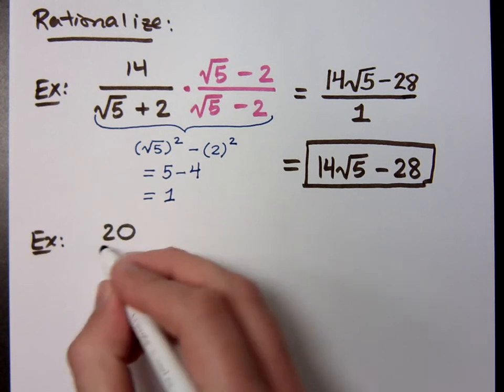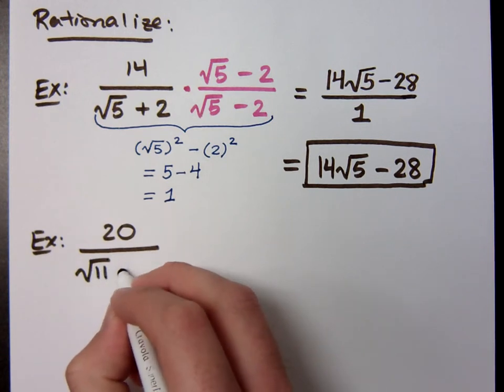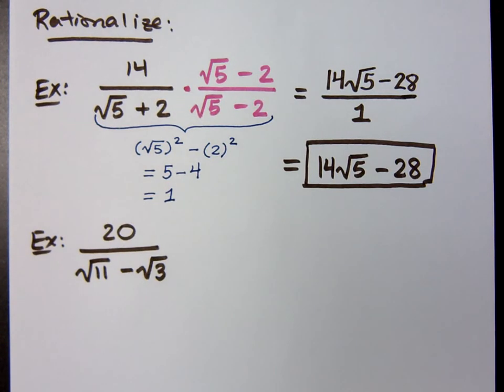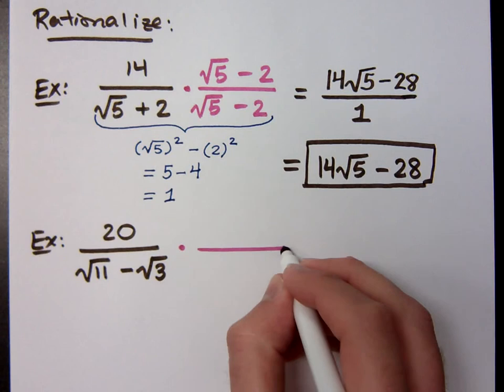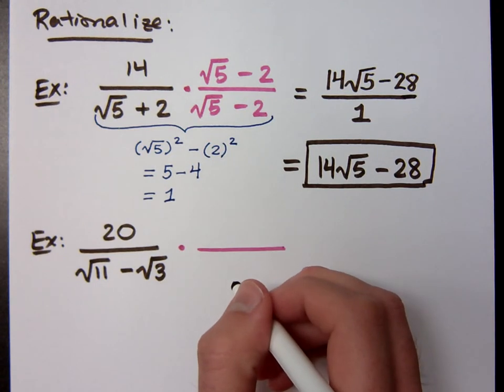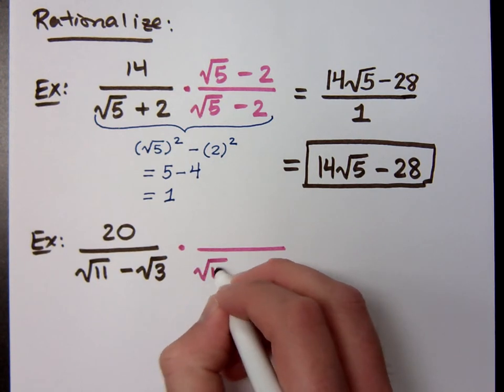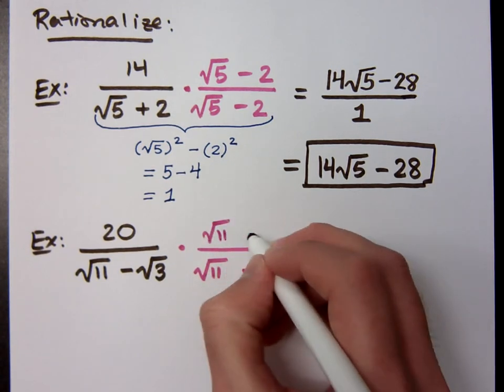This one goes out. No, this one's dedicated to the one I love. 20 over the square root of 11 minus the square root of 3. I've got two radicals. I've got a binomial. What did I say you should do when you have a binomial down there? Create a difference of squares by multiplying times the conjugate. What's the conjugate? The square root of 11 plus the square root of 3, because I already had the minus part there.